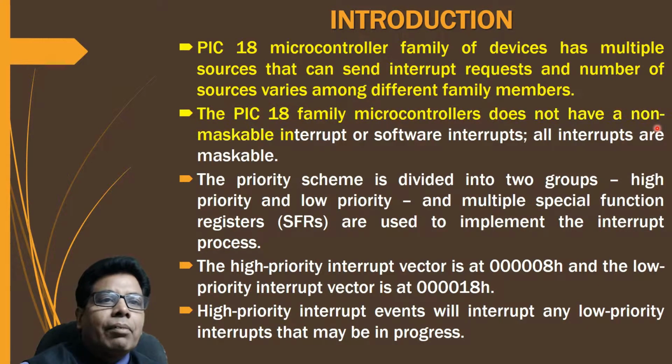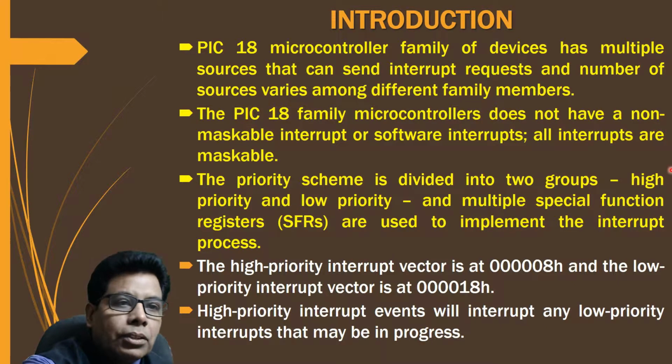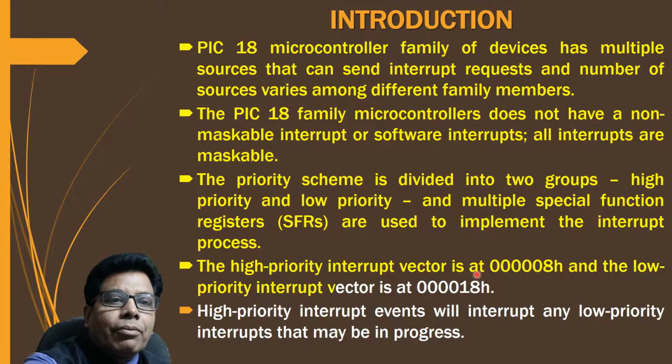The PIC 18 family microcontrollers do not have a non-maskable interrupt or software interrupts. All interrupts are maskable. The priority scheme is divided into two groups, high priority and low priority. And multiple special function registers, SFRs, are used to implement the interrupt process. The high priority interrupt vector is at 000008H, and the low priority interrupt vector is at 000018H.